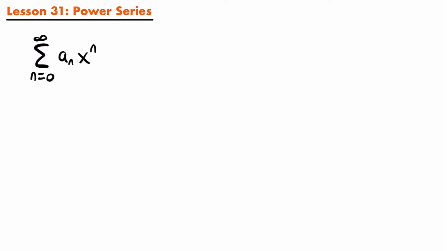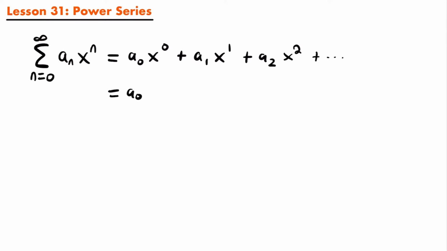If we were to look at the first couple terms of this power series, starting with n equals 0, our first term would be a sub 0 times x to the power of 0. Then when n equals 1, we'll have plus a sub 1 times x to the first power. Then when n equals 2, we'd have plus a sub 2 times x to the second power, or x squared. And then we could continue on from there and add more terms of the power series. If we were to simplify, x to the power of 0 is just equal to 1. So this is equal to a sub 0 plus a sub 1 times x to the first power plus a sub 2 times x squared, and so on.